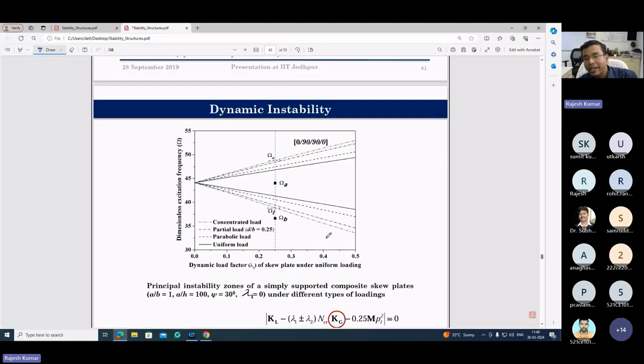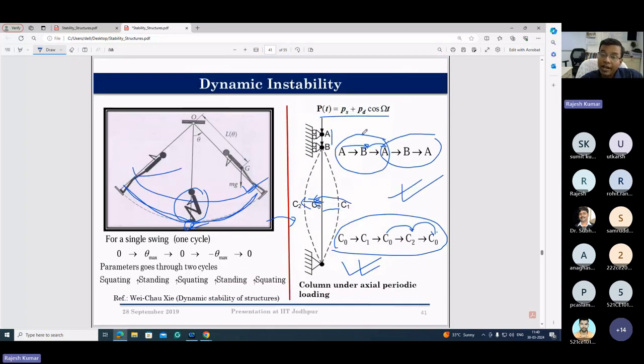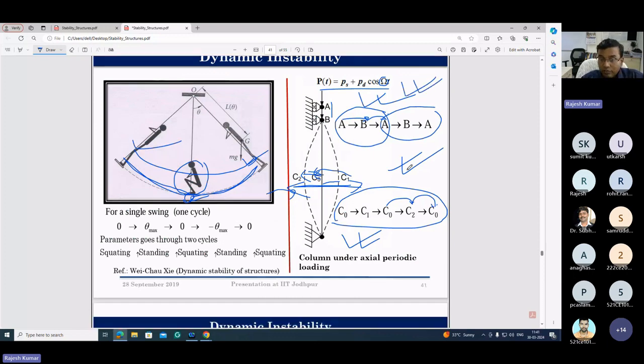Dynamic instability, I can explain from these figures. What is exactly dynamic instability? It is also known as parametric instability. How is it different from ordinary instability or ordinary resonance? This is called parametric resonance. Why? When the loading frequency is twice your structural frequency in the transverse direction, this is known as dynamic instability, or parametric instability, or parametric resonance.